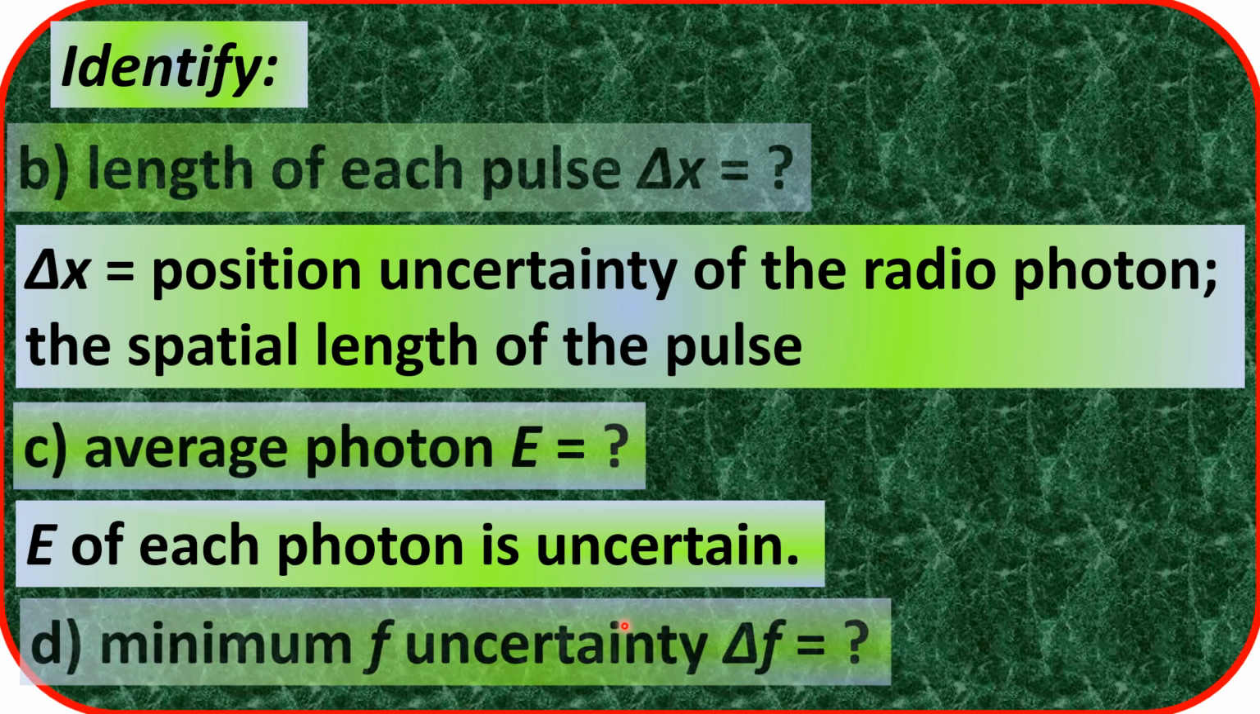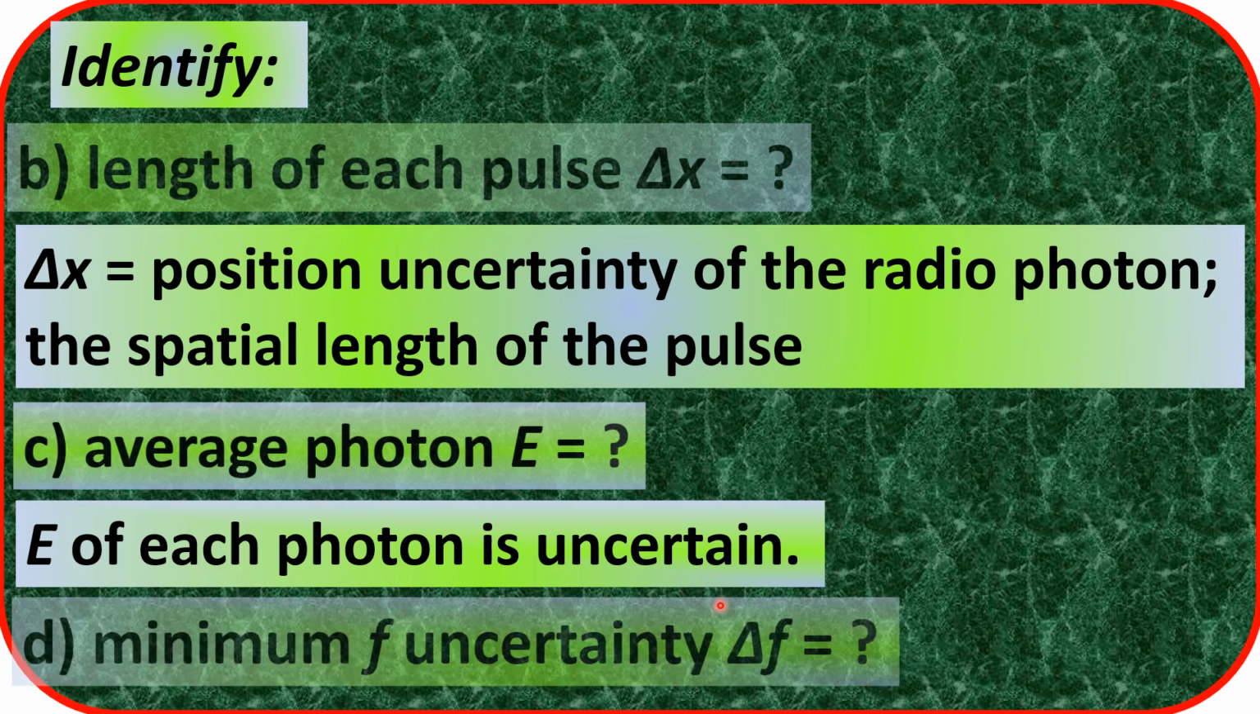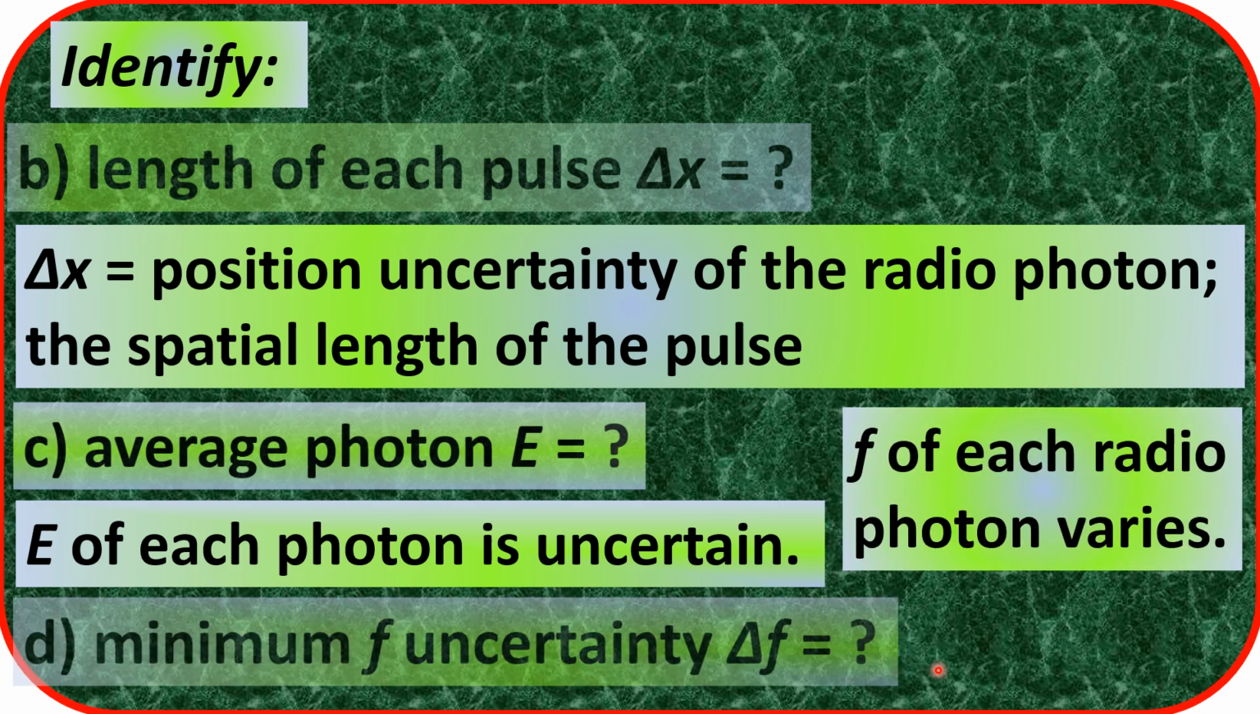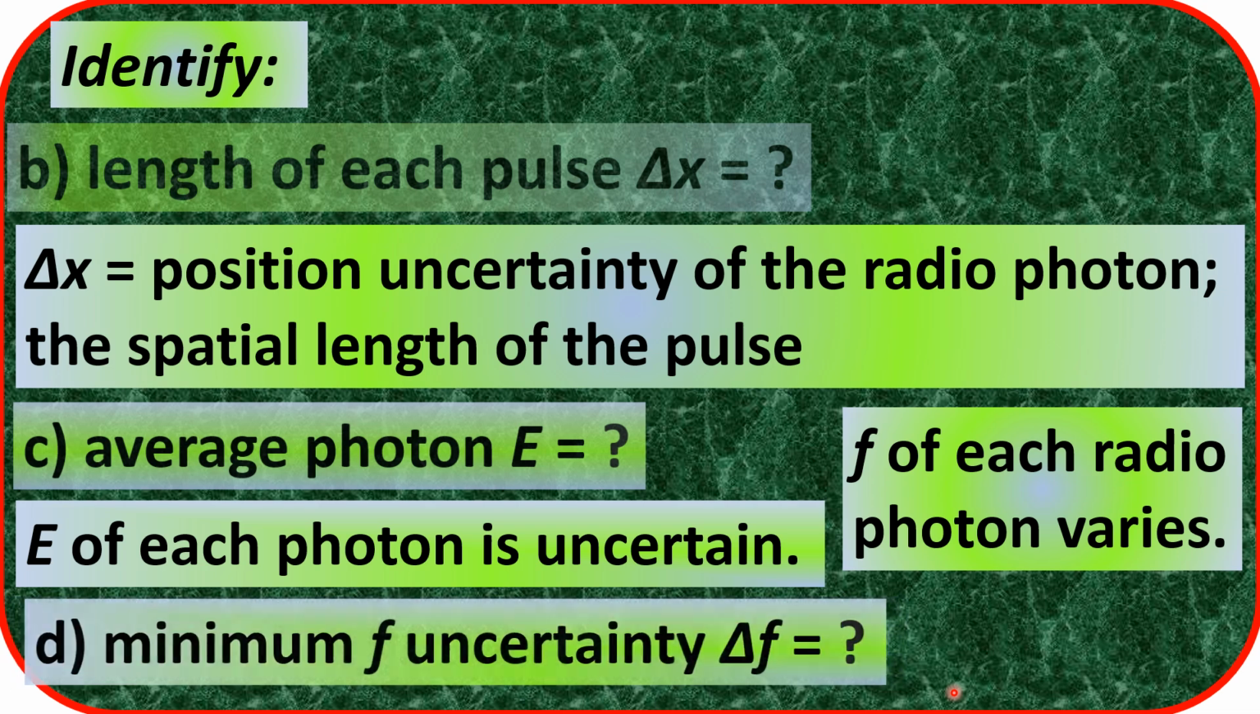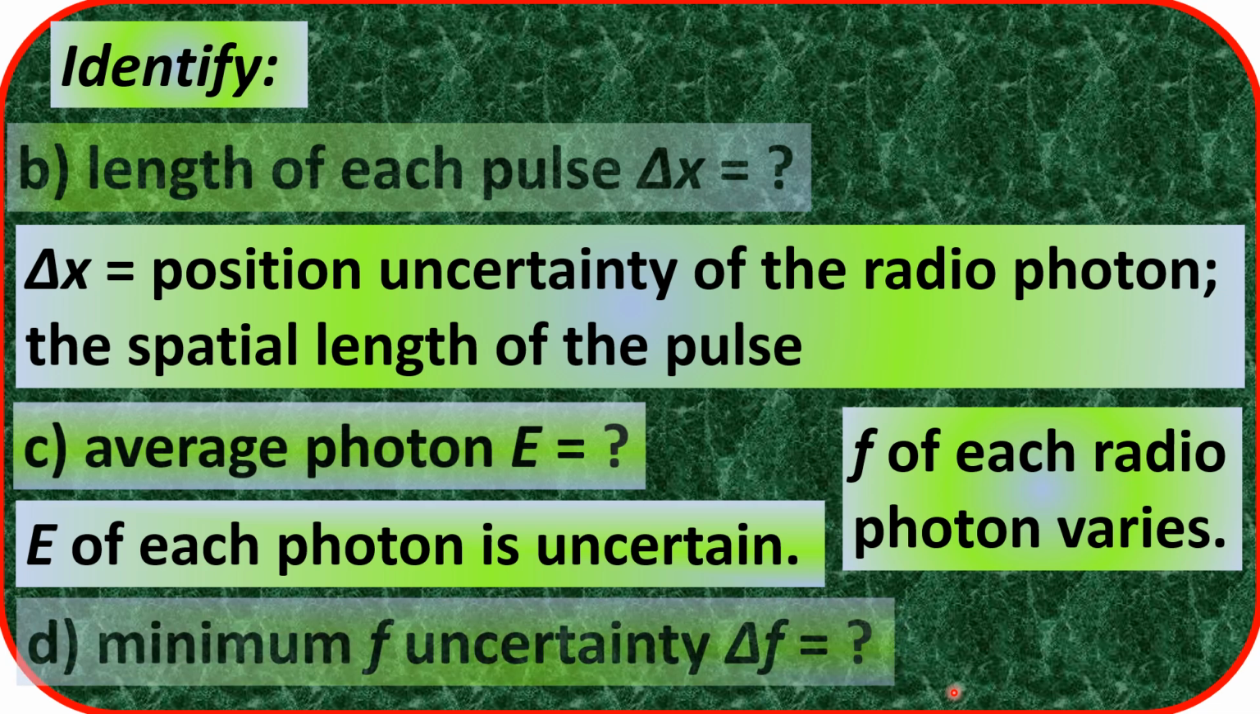And our last target variable is the minimum frequency uncertainty, denoted by delta F. Since there is a minimum energy uncertainty, there is also a corresponding minimum frequency uncertainty because the frequency of each individual radio photon varies.